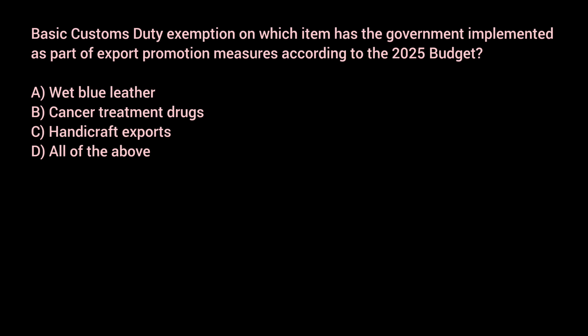Basic customs duty exemption on which item has the government implemented as part of export promotion measures according to the 2025 budget? Option A, wet blue leather. Option B, cancer treatment drugs. Option C, handicraft exports. Option D, all of the above. Here, the correct option is option D, that is all of the above.